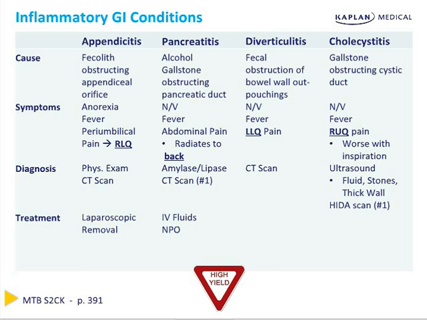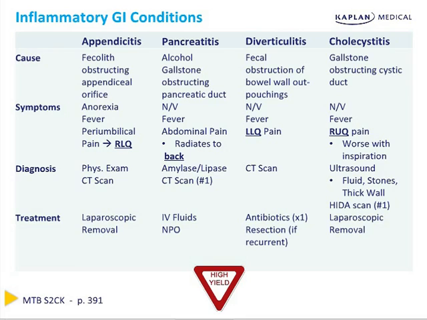Management of diverticulitis changes based on how many times the patient has experienced a flare of this condition. If it is the first bout of diverticulitis, most surgeons prefer to treat the patient medically with antibiotics and bowel rest. However, if the condition recurs multiple times, it is an indication for a resection of the affected bowel. And finally, cholecystitis is best treated by laparoscopically removing the gallbladder.